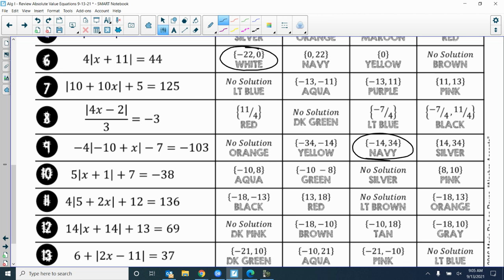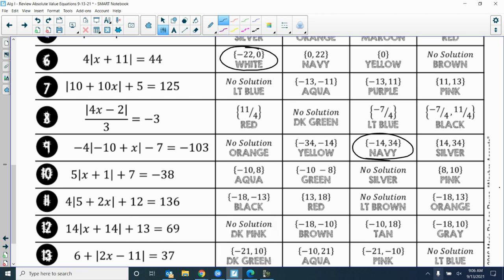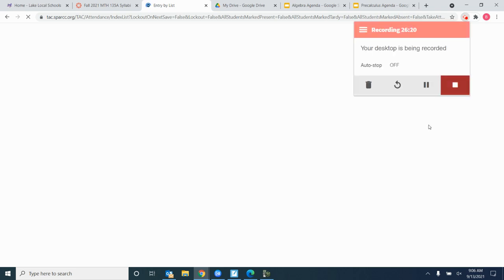Guys, if you get two answers or one and it's not there, you made a mistake. When you put it in parentheses, like these ones, do you put the smaller one first?